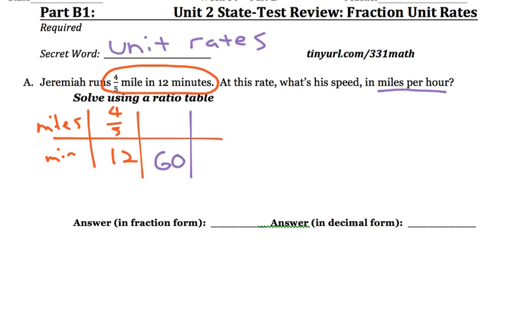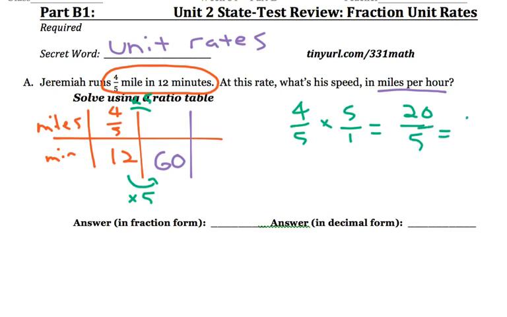And one strategy would be to scale up by multiplying. And I know that 12 times 5 is 60. So if I do 4/5 times 5, it's going to give me the answer. So I'm going to do 4/5 times 5. And then I'm going to do 5 as 5 over 1. And then do 4 times 5, which is 20. 5 times 1, which is 5. And then this is like 20 divided by 5, which equals 4. So the answer to this first problem is 4 miles per hour.